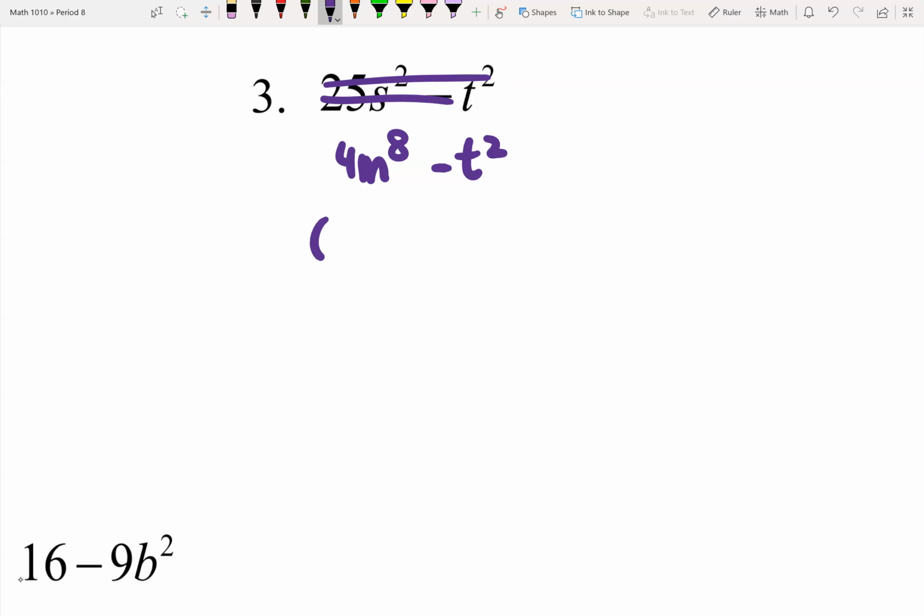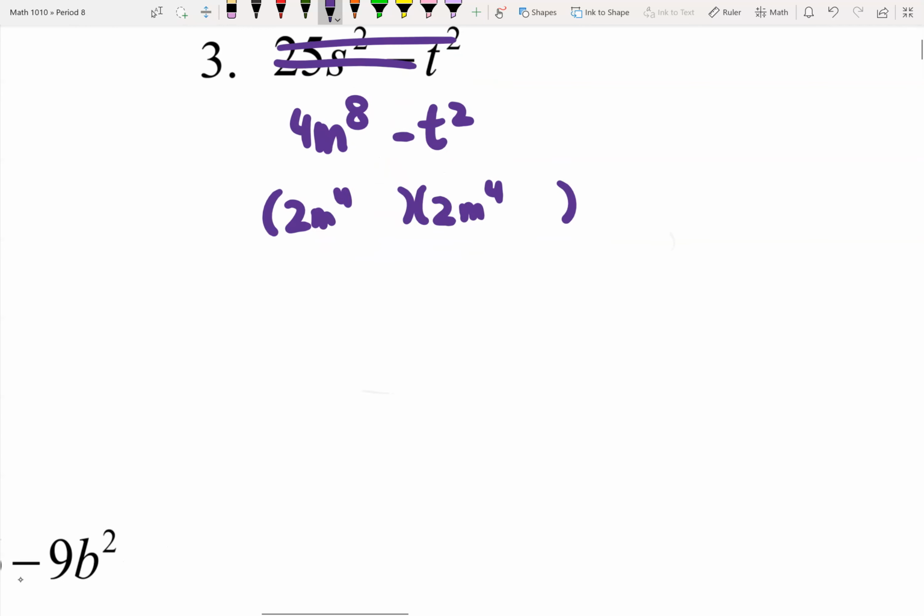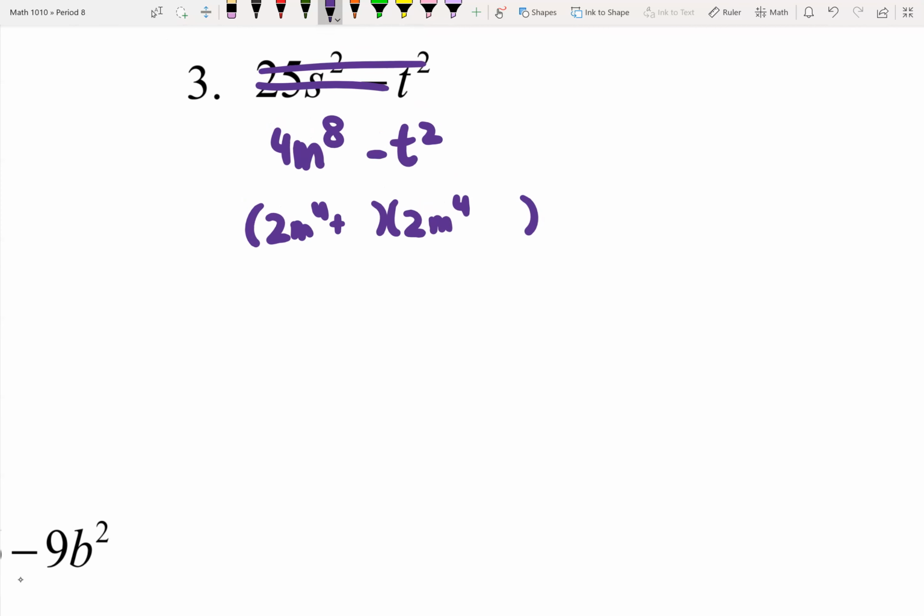So now when we split it, it's going to be a little bit more tricky. What to the second gives you 4? A 2. Somebody tell me what we have to put with those 2's to get that m to the 8th. I have to split it into two things that are the same. It's an m to the 4th. Yes, m to the 4th multiplied by m to the 4th is m to the 8th. Good. And then one's a plus and one's a minus. Everybody tell me what goes in the second blank. That's a t, and that's it.